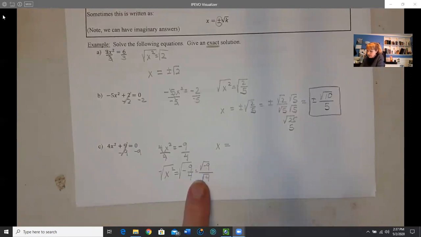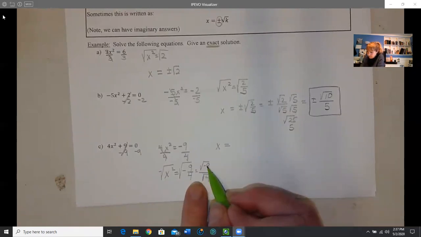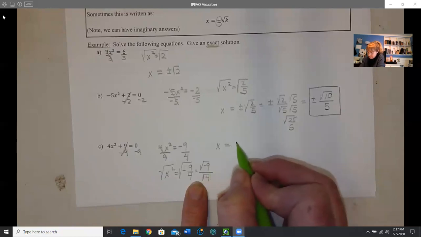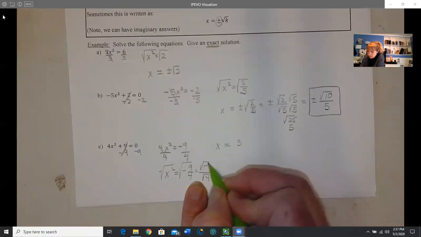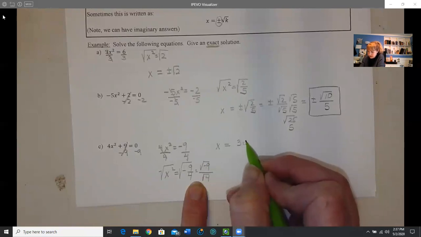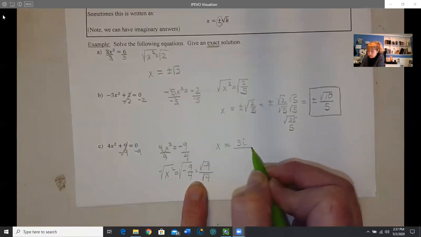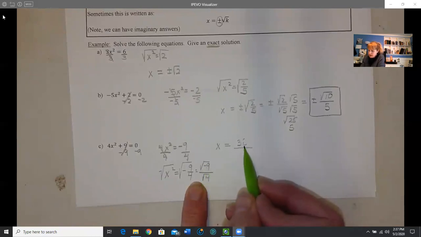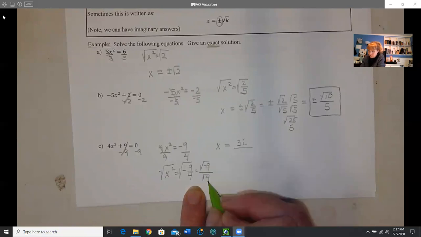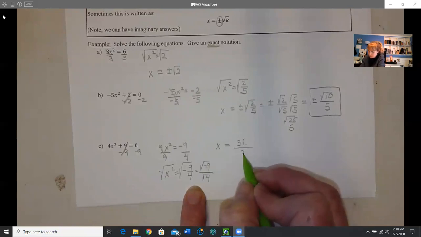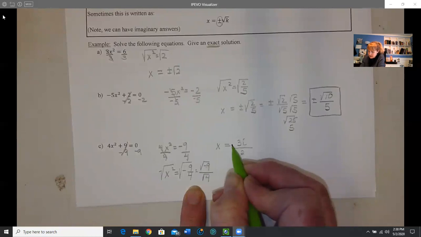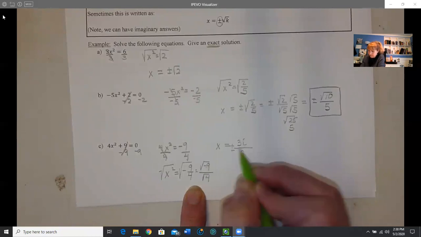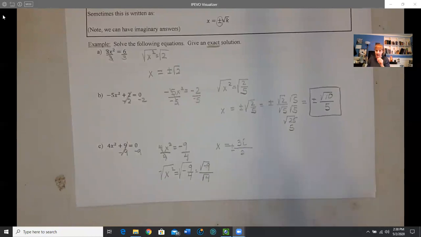So here, the square root of 9 is 3. The square root of the negative is an i. So I'm telling you that the square root of negative 9 is 3i. And then the square root of 4 is 2. But we have to have the plus or minus. You'll always have the plus or minus.